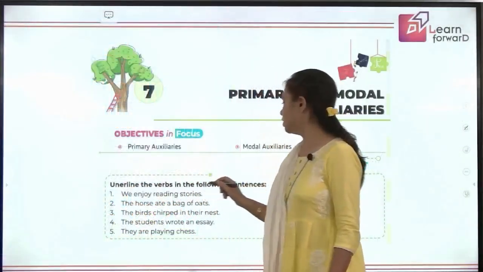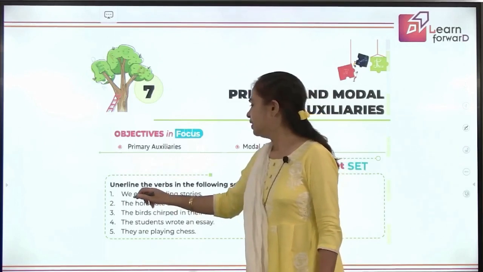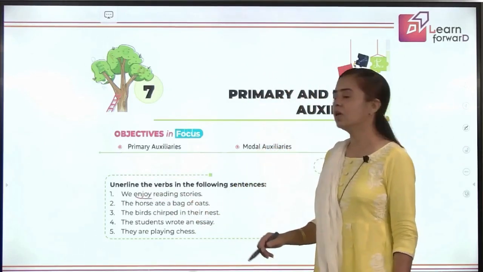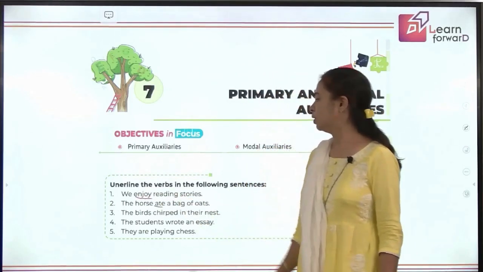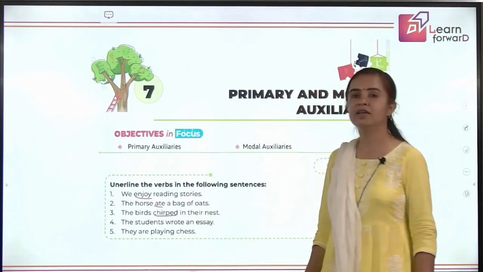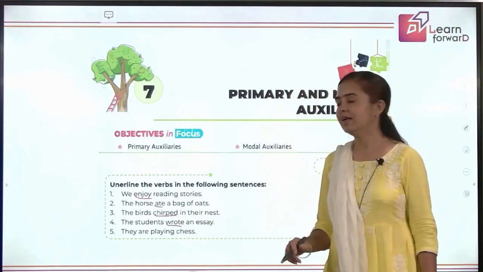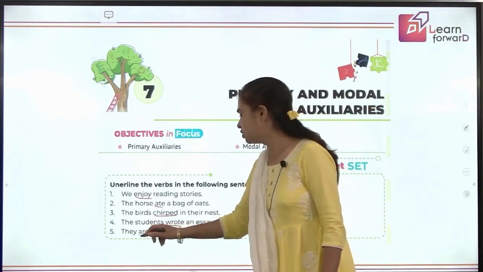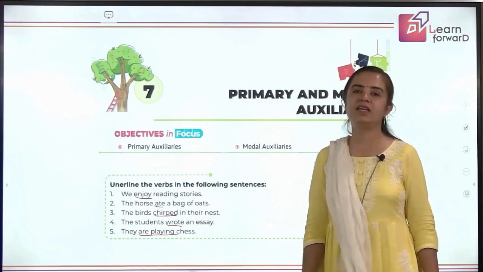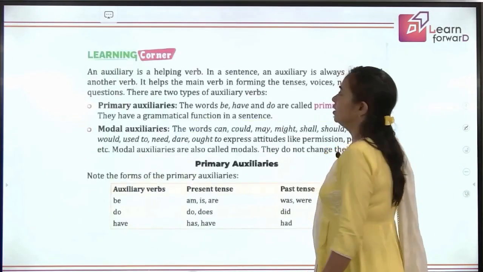Underline the verbs in the following sentences. So let's quickly underline the verbs. Yes, enjoy, very good. The horse ate, very good. The birds chirped in the nest, yes, perfect. Next, the students wrote an essay, good, and they are playing chess, so are playing, very nice. Both these words are verbs. So let's start our journey with auxiliary verbs.